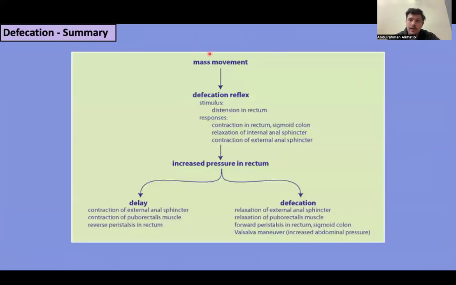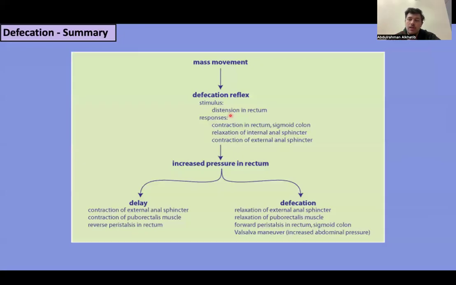Now, this is a summary. As we have mentioned, we have the mass movements. We said that the mass movements are triggered by meals. Now, when there are mass movements, they will push the material all the way to the rectum, right? And rectal distension will initiate 3 things.